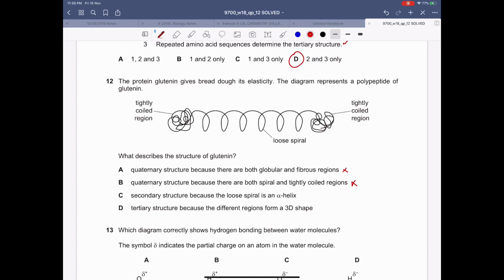Then C, secondary structure, because the loose spiral is an alpha helix. Well, that the loose spiral is an alpha helix, I cannot confirm. Alright. D, tertiary structure, because different regions form a 3D shape. Yes, we can see the 3D shape here, so we can confirm that, and therefore I'll go with option D.